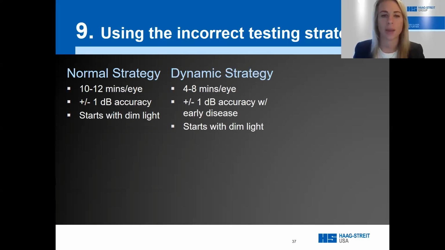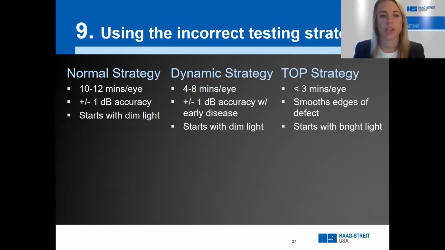Moving on to dynamic strategy. These fields will take 4 to 8 minutes per eye, with a high level of accuracy with early disease at plus or minus 1 decibel and slightly less accuracy at plus or minus 5 in areas of advanced defects. It also starts with a dim light.